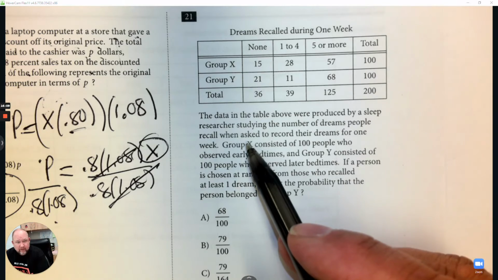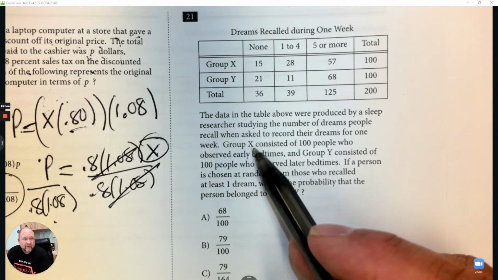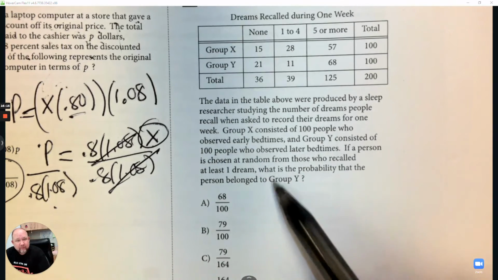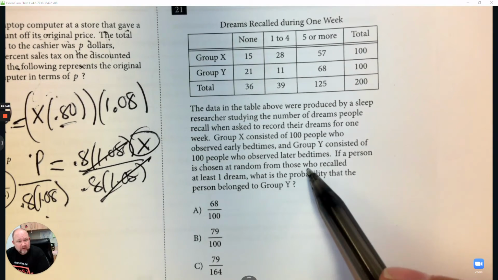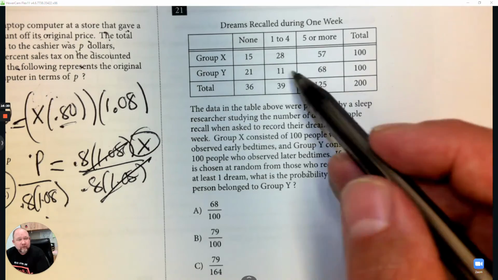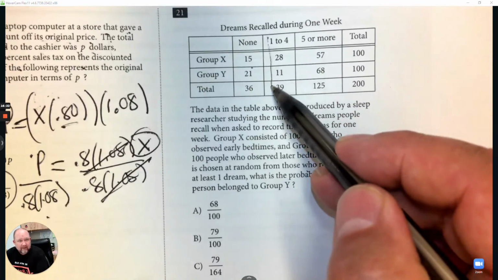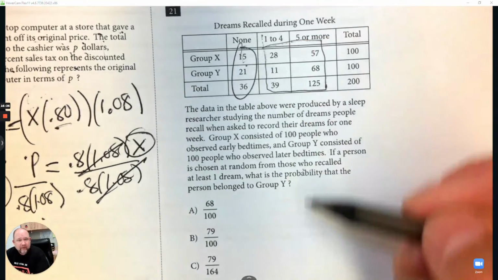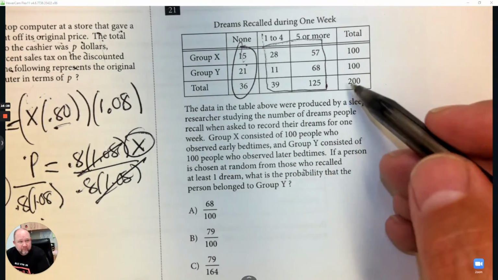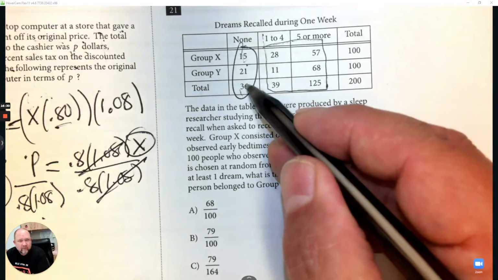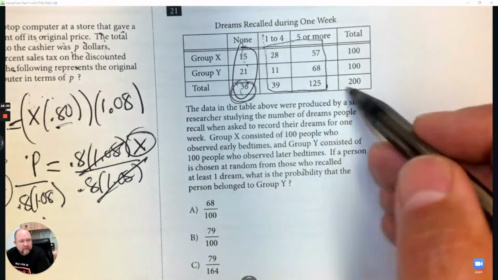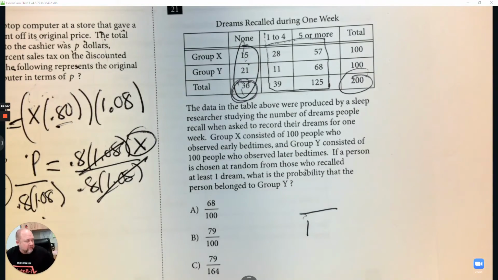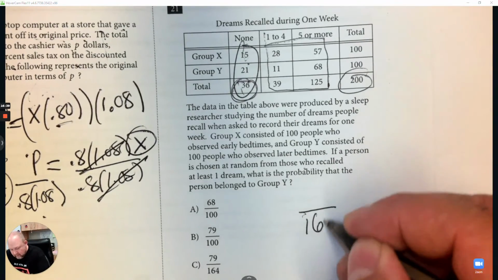When asked to record their dreams for 1 week, Group X consisted of 100 people. Group Y is 100. A person is chosen at random from those who recalled at least one dream. So at least one recall would be right here. So add this up and then subtract it from, well, here, 36 take away 200. So 200 take away 36 is 164.